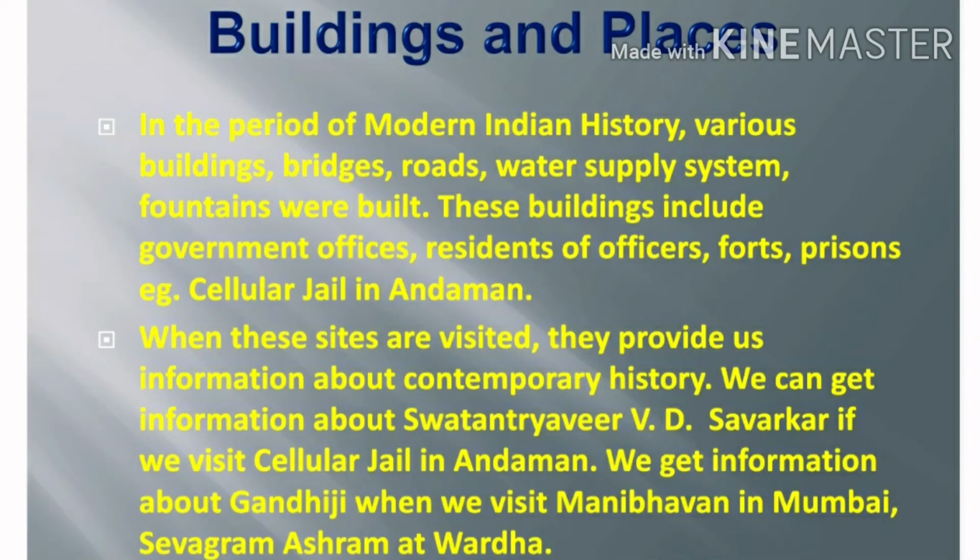Let's learn about buildings and places. In the period of modern Indian history, various buildings, bridges, roads, water supply system, even fountains were built. These buildings include government offices, educational institutions, residence of officers, forts, prisons, etc. Example, cellular jail in Andaman.